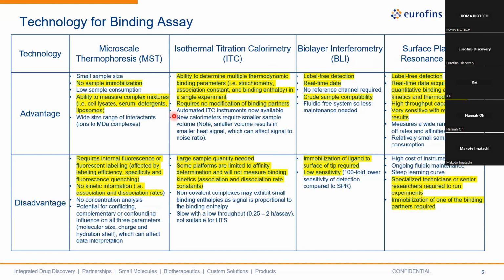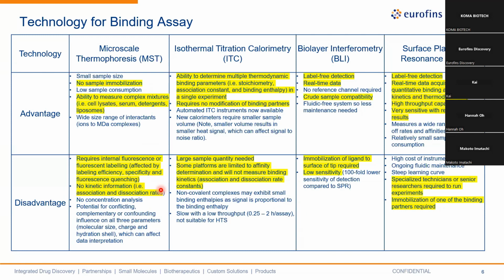So there are pros and cons for those technologies. You can see that for the MST, you don't need to immobilize the sample on the chip surface, so it's in solution. So that is an advantage, right? And then you can measure complex mixtures such as cell lysate, serum, and detergents. And you also have a disadvantage with this one because it requires intrinsic fluorescence or fluorescence labeling. So in other words, you have to label the protein or label the drug to be able to use this technology to measure the binding.